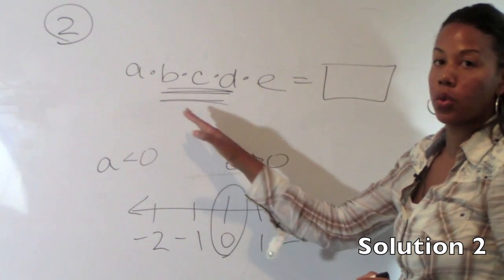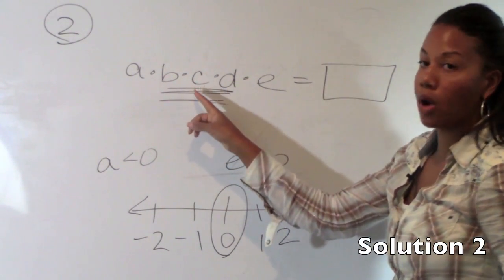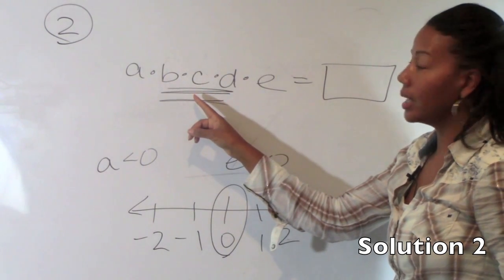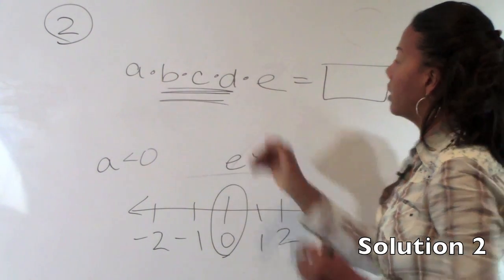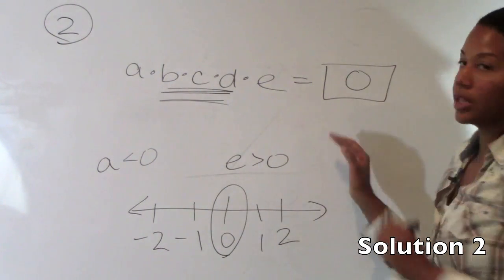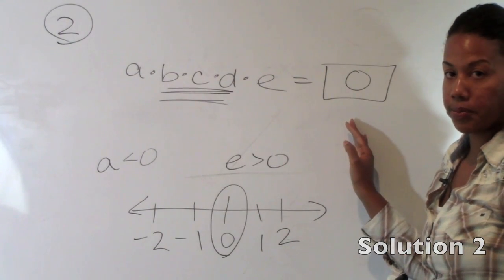It doesn't matter which one it is, because you'll recall that if you multiply any number of numbers by 0, then the entire product will be 0. So the answer to number 2 is simply 0.